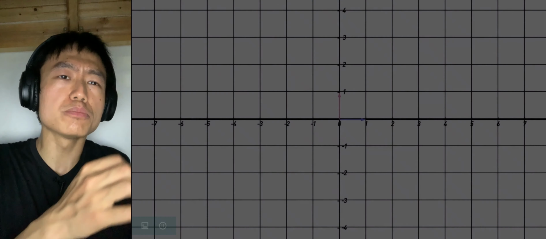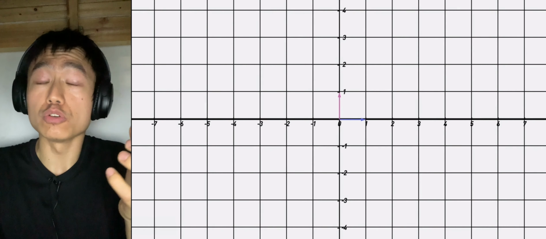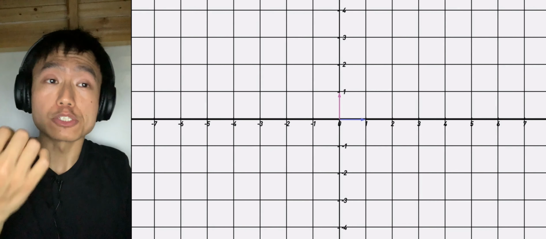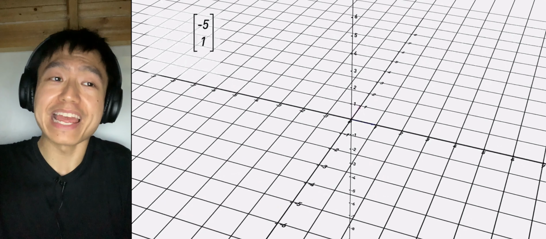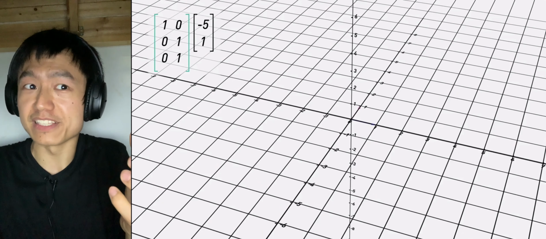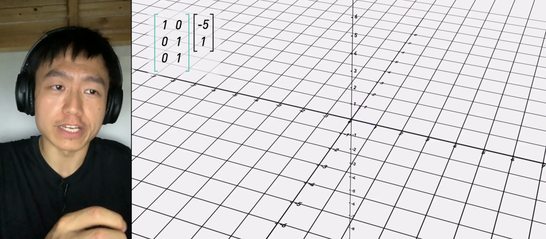Let's add a little more difficulty. In addition to mapping points in a 2-dimensional plane to another 2-dimensional plane, a matrix can also map points in a two-dimensional plane to a three-dimensional space. For example, this is a 3 times 2 matrix.